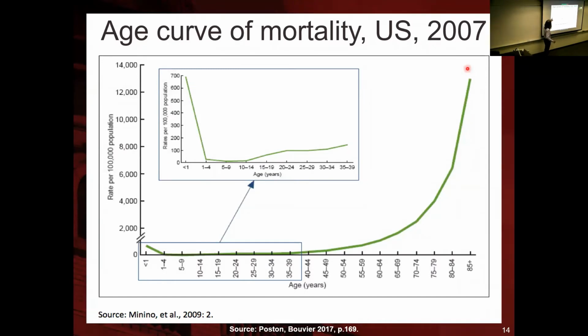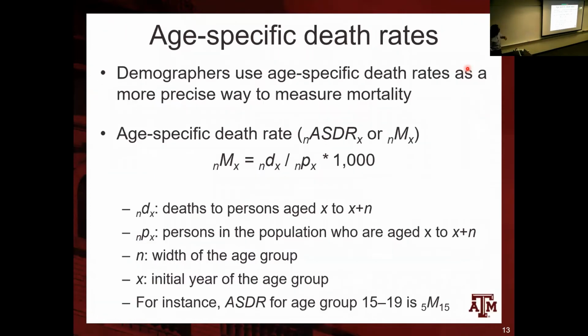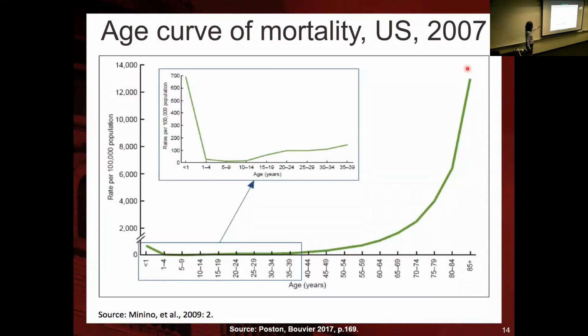And this rate here is actually being multiplied by 100,000. But you could do also only by 1,000, as I showed in the previous slide. It depends on how you want to show this information on the vertical axis here. So the age curve of mortality has usually this shape, really high for infants, declines, and then starts to increase again.